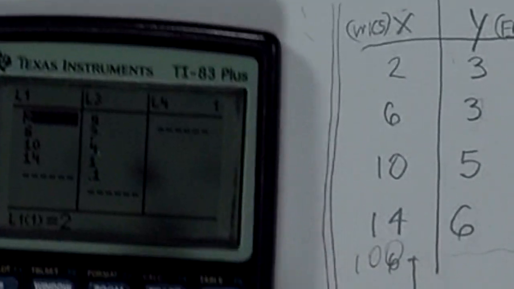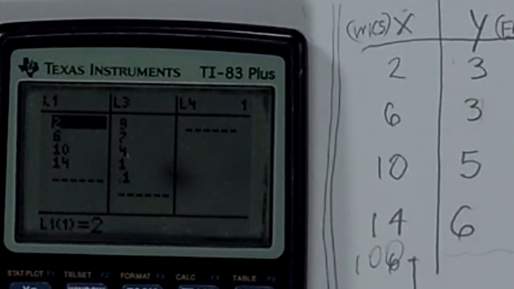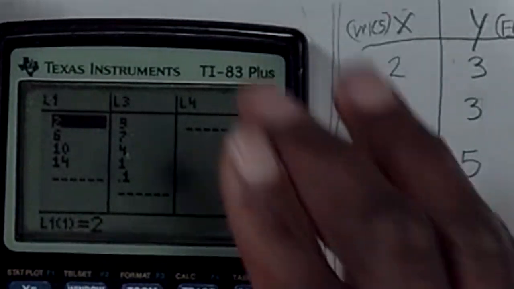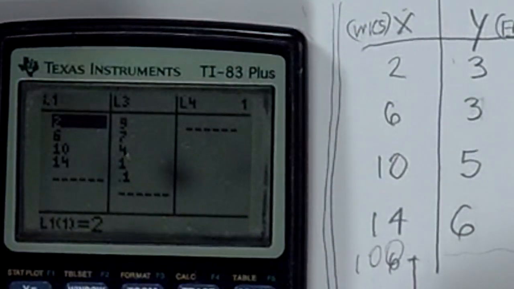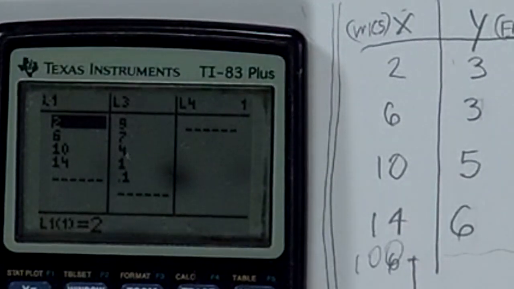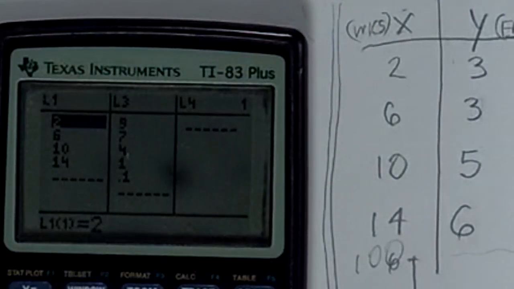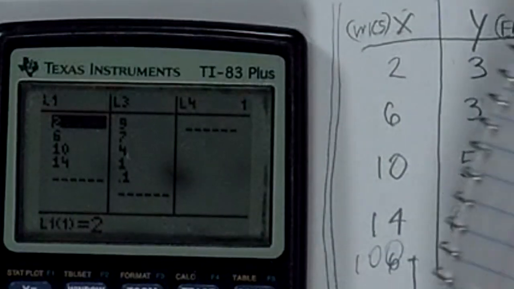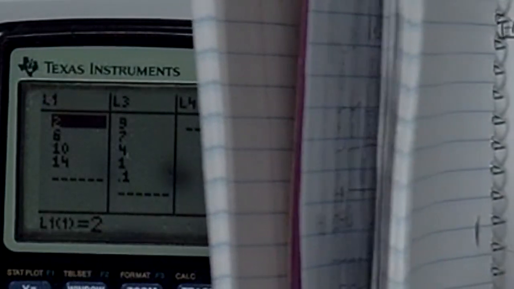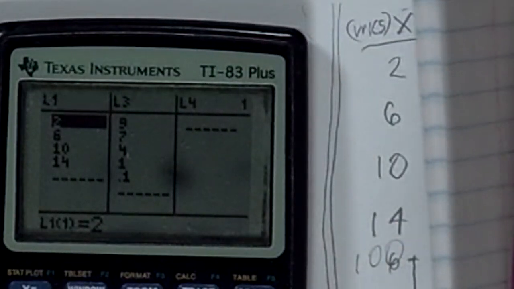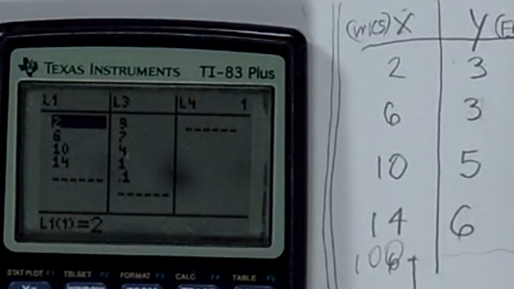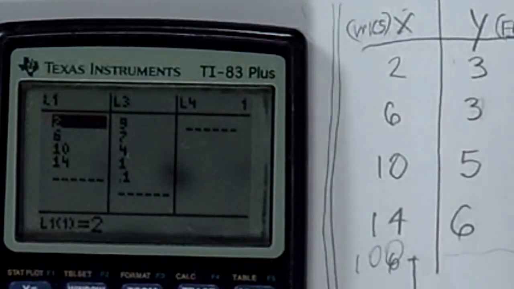I hope you can see my calculator possibly. You might not be able to see that because of the glare. Let me try to get rid of the glare. Nah, you can't see it. Well, I'm trying to do the best I can to get rid of the glare. So we got 2, 6, 10, and 14.